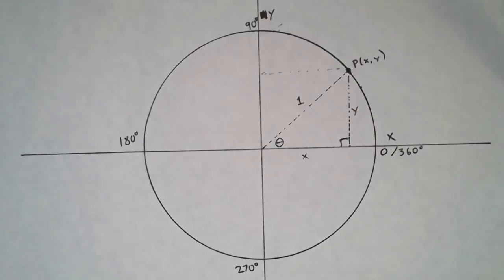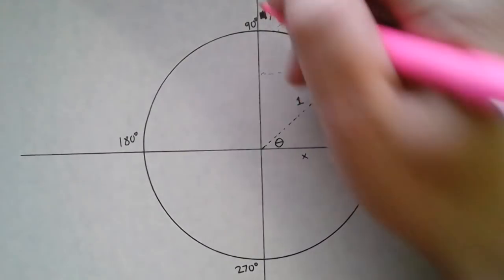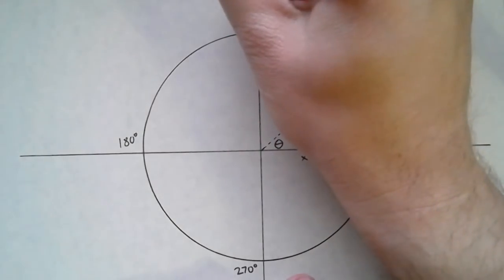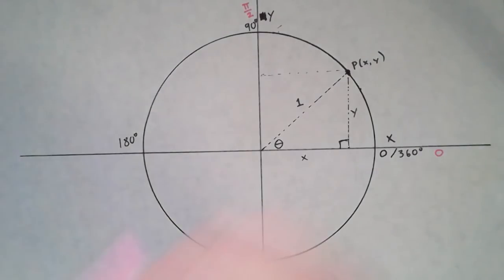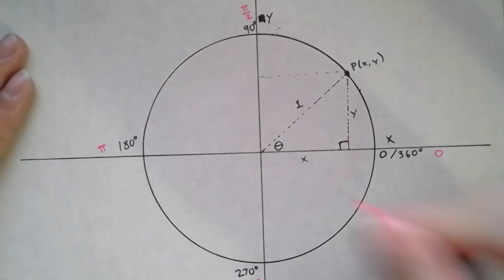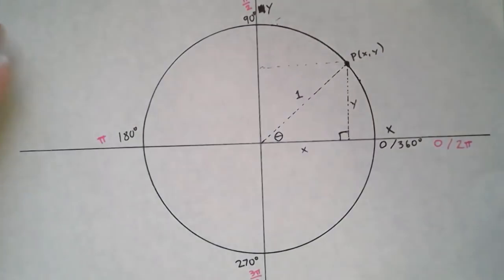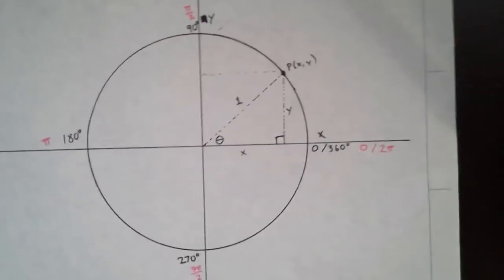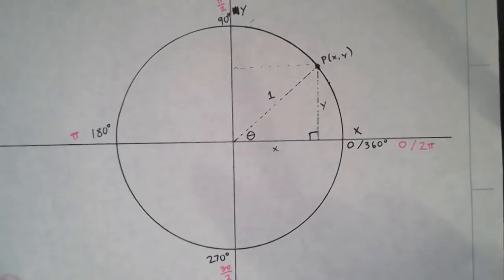I'm going to use this pink to write in my radian measures. So in radians, 0 degrees is still 0. 90 degrees, if you have this written in, you know this is going to be pi over 2. 180 degrees, that was pi, and then 270 was 3 pi over 2, and then finally one full rotation, 360 degrees, was 2 pi. Okay, and let me make sure I get this in view here.